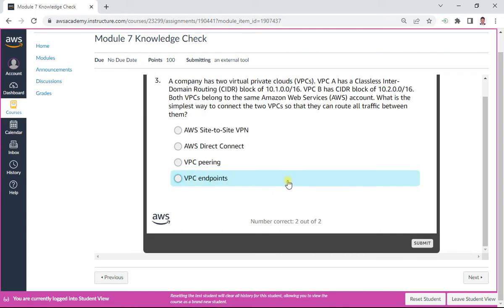Okay. The third one, a company has two VPCs. VPC A has a classless CIDR block of 10.1.0.0/16. Second one, VPC B has a CIDR of 10.2.0.0/16. Both VPCs belong to the same AWS account. What is the simplest way to connect two VPCs so that they can route traffic between them? It is VPC peering. If you are in the same region, you can use VPC peering.